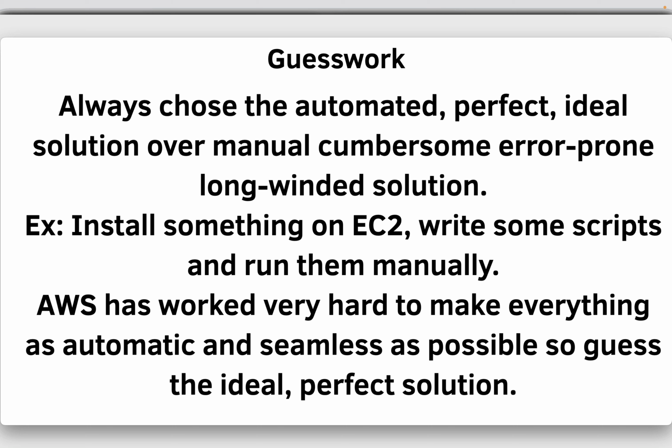Third example, scaling. Instead of writing scripts to monitor and launch EC2 instances, choose auto scaling groups with predefined scaling policies. Fourth example, data processing. Instead of custom ETL scripts on EC2 instances, choose AWS Glue for serverless data integration. Monitoring example. Instead of custom monitoring scripts with email alerts, choose CloudWatch with automated alerting through SNS, Simple Notification Service.